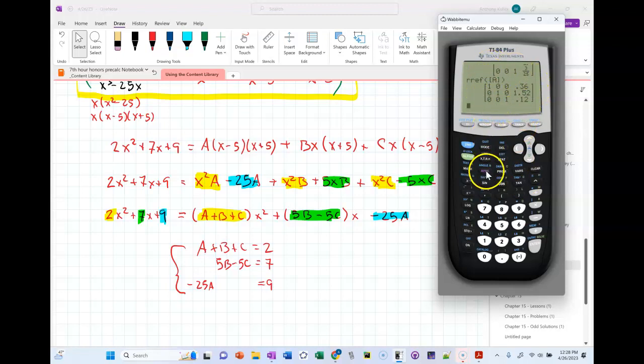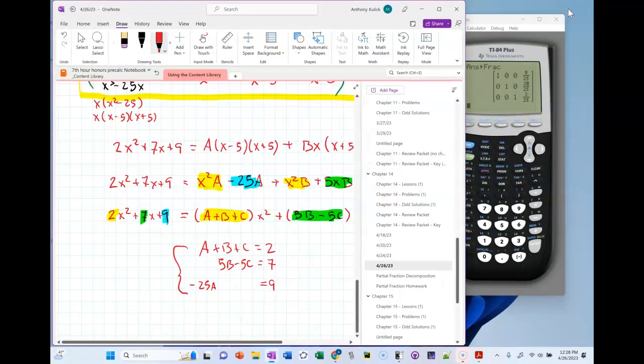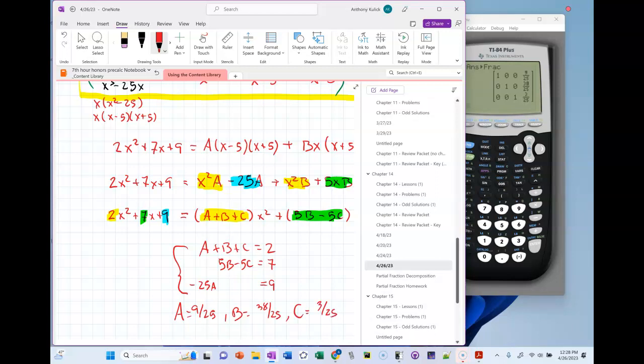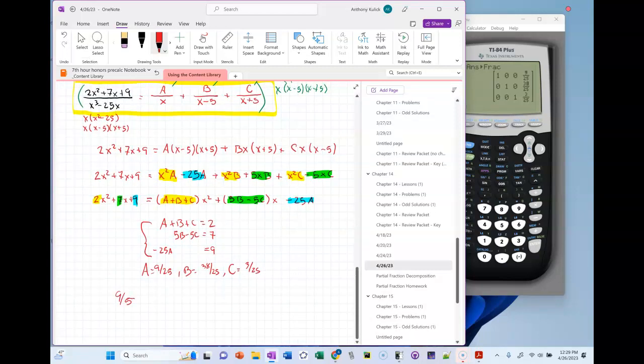So this is my solution. I don't love that because I hate decimals. I'm going to turn that into fractions by just pressing the math button and then the fraction command. So I have here that A is equal to 9/25, B is equal to 38/25, and C is equal to 3/25. So if I go back to my partial fraction decomposition, I have 9/25 over x plus 38/25 over x minus 5 plus 3/25 over x plus 5.